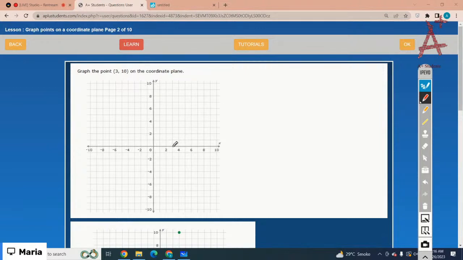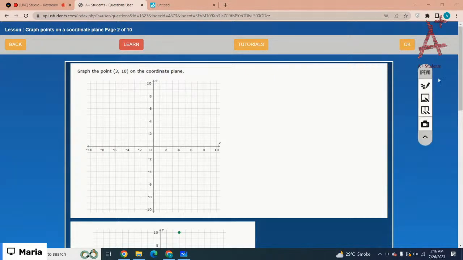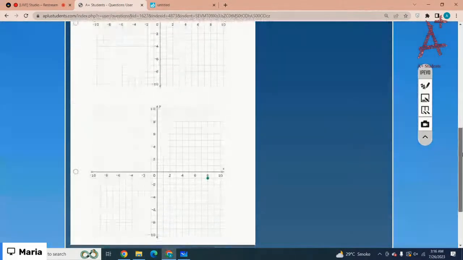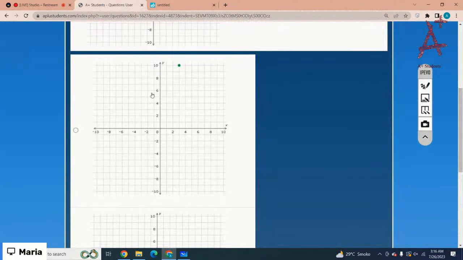X is 3 and y is 10. Just look at the options, because both the values are positive. That means you just have to look for the point in the first quadrant. Here it is 3 and 10, so option number 1 is the correct option, right?